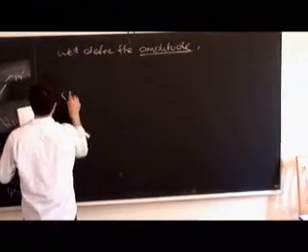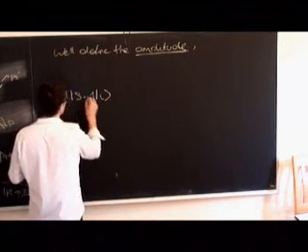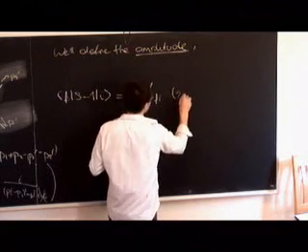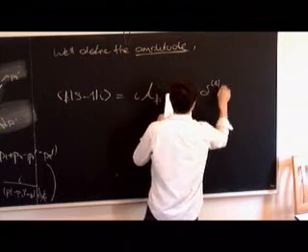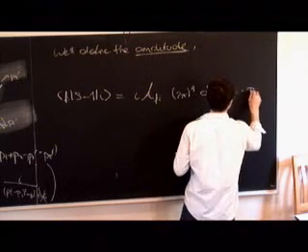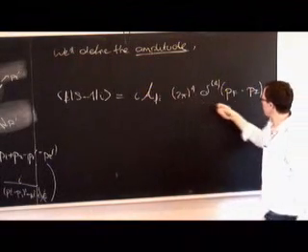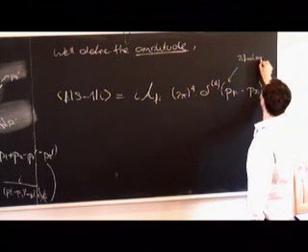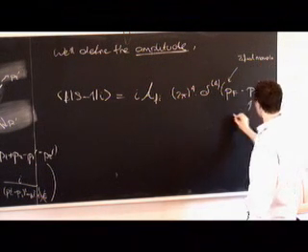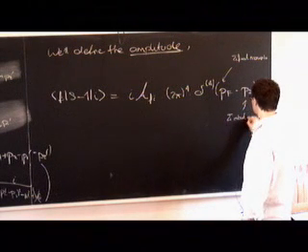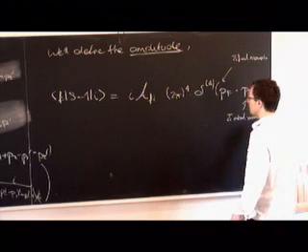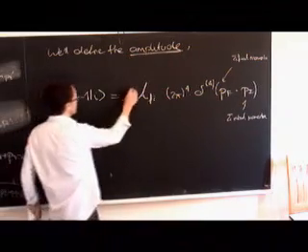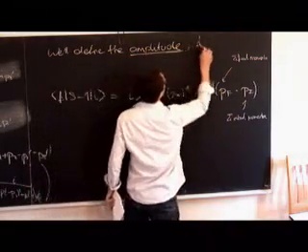So in general, some initial state going to some final state is always going to have a 2 pi to the 4 times some delta function, where this is the sum of the final momenta and this is the sum of the initial momenta. Okay, and it's this thing here that we're going to call the amplitude.